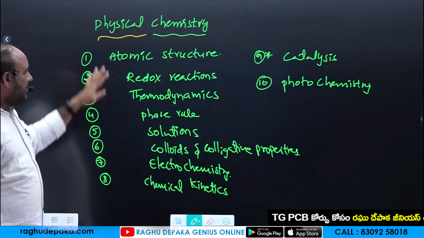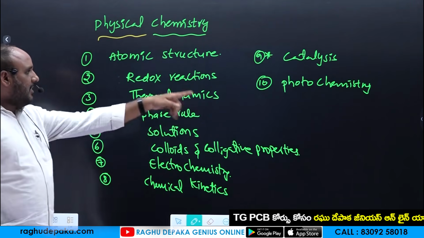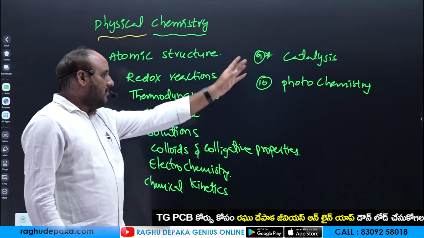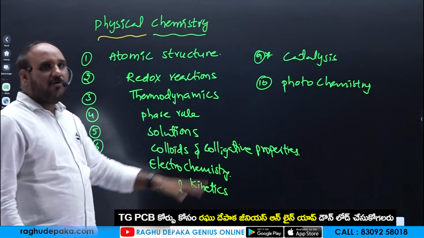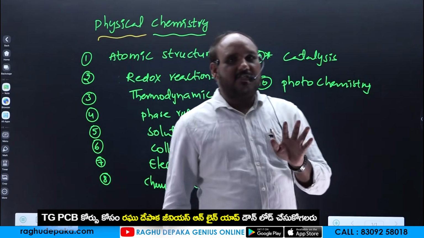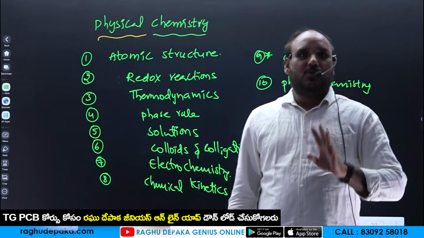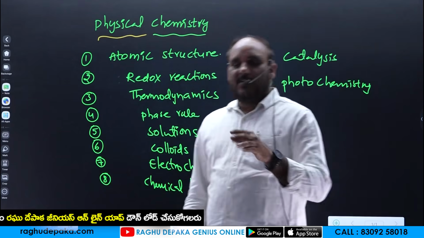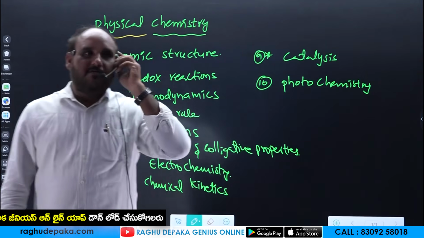Means the entire physical part will be 10 units in our syllabus. The colligative properties are mentioned separately. If you consider that separate, there are 11 topics. All these 11 topics we are going to finish within the month of June, up to June 20. Whatever time we have, a 50 day period, in this 50 day period we are going to cover all those things.